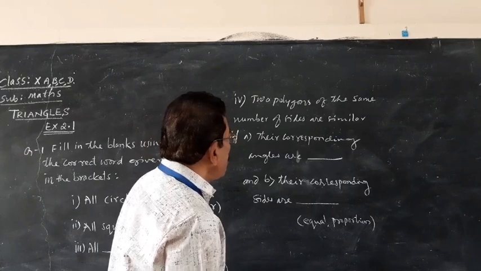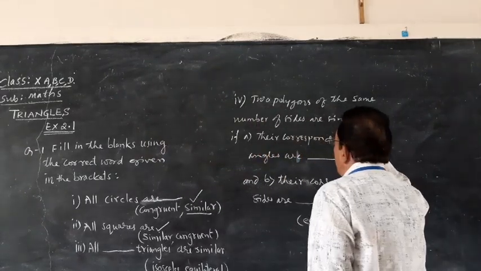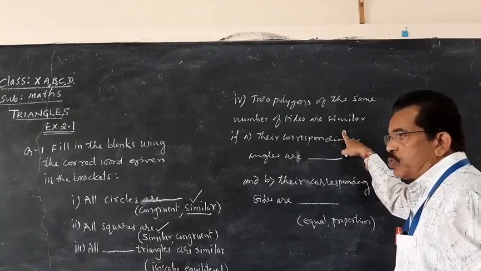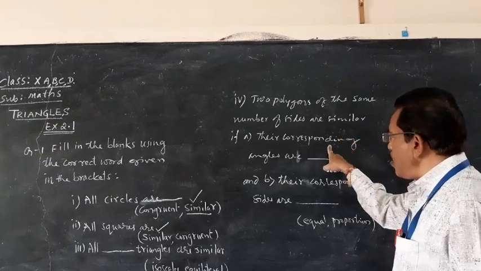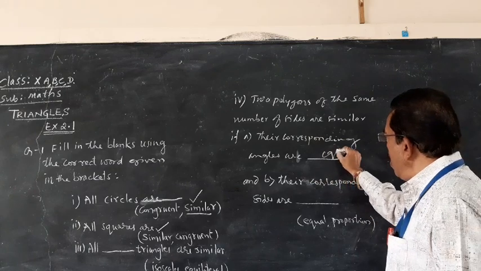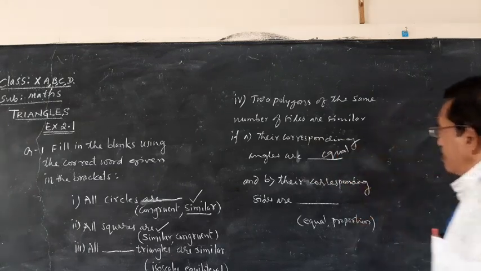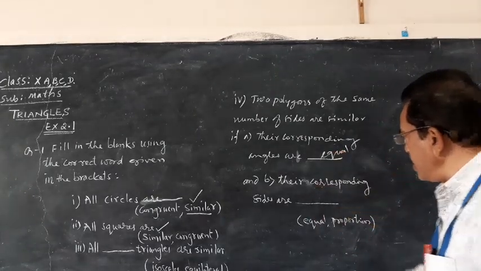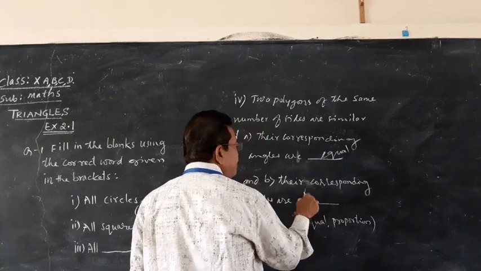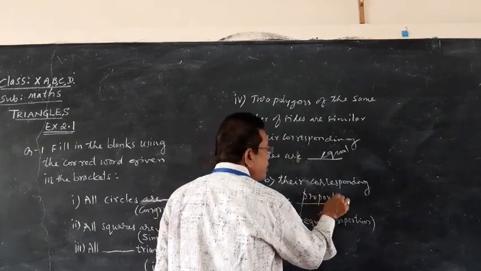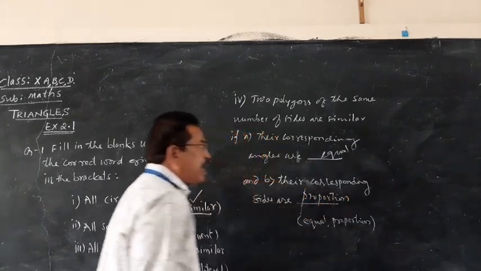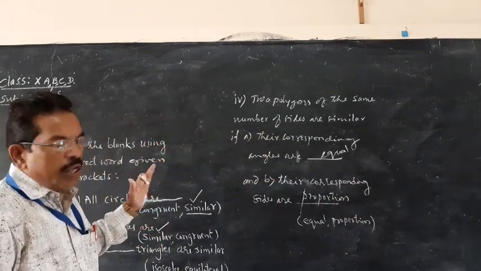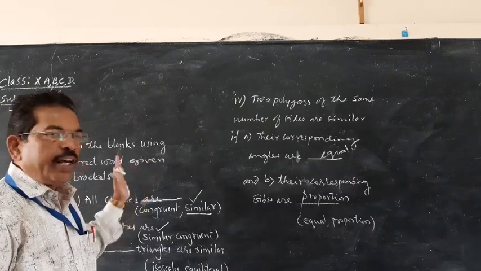Next, fourth question. Two polygons of the same number of sides are similar. See, I have given it in the notes. That means their corresponding angles are equal, and their corresponding sides are proportional. Okay, this much is the first part of the first question. Write down neatly.